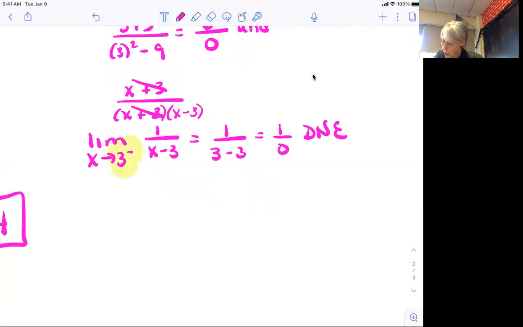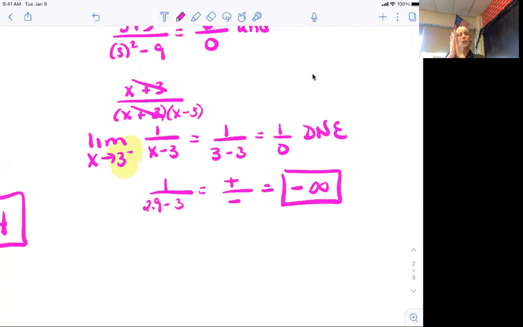Plug in a number a little bit less than 3. 1 over 2.9 minus 3. 1 is a positive value. In the denominator, I would get a negative answer. So my answers, when I plug in a number a little bit to the left of 3, are going down to negative infinity. Okay.